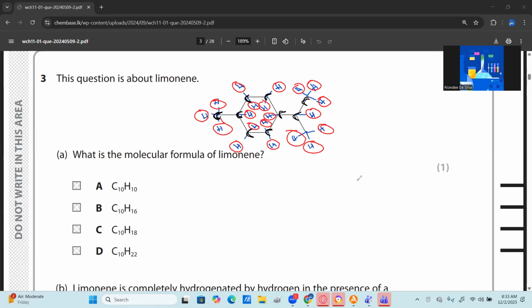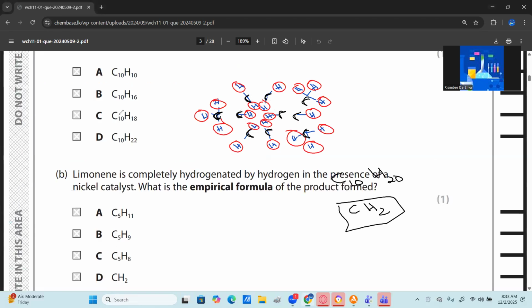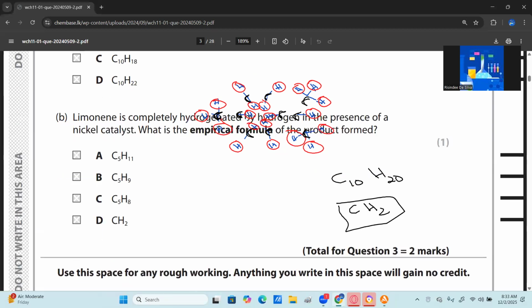So the molecular formula is C10H20, but they have asked us to find the empirical formula, which is CH2. So we'll see whether that answer is there among the answers. Yes. So you can see D is the correct answer as the empirical formula is CH2.